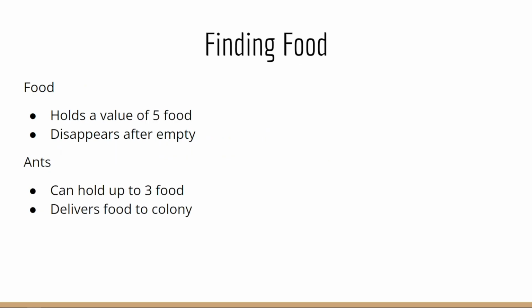Next is finding food. Once they've found food, and this is only whenever the ant has gotten within its detection range of the food, the ant goes over, grabs up to 3 food, and then delivers this food to the colony. Now, the food itself holds up to 5 food. Once it has been used up, then it will disappear.